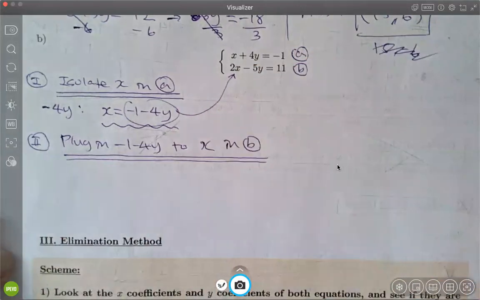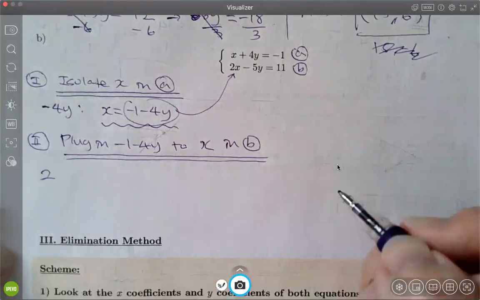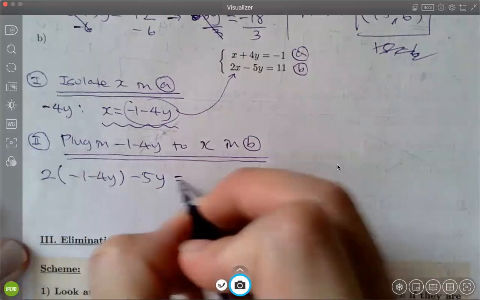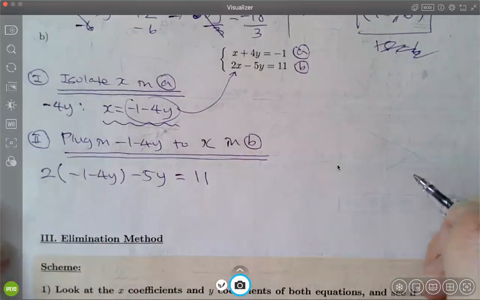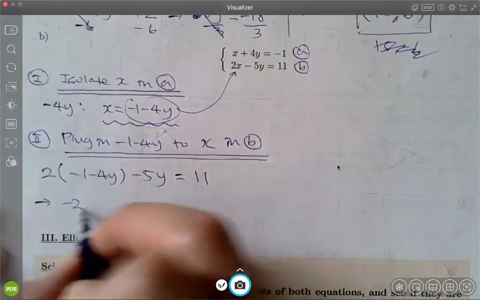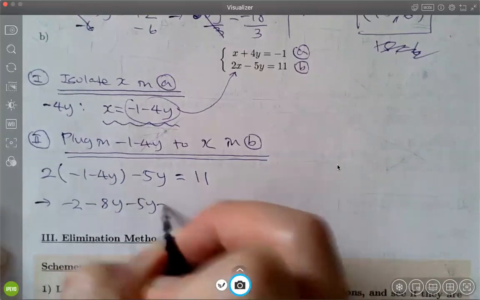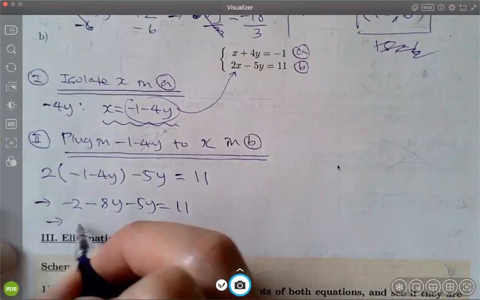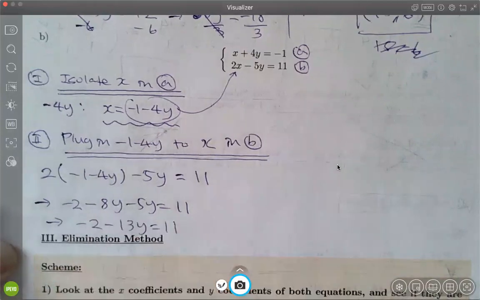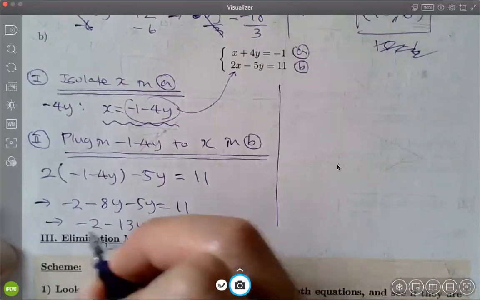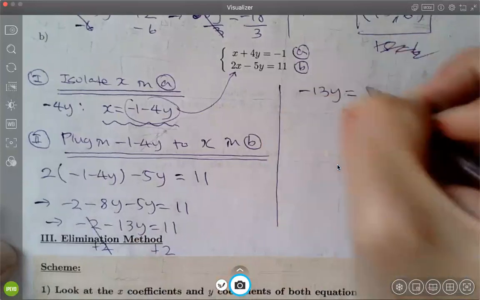So what do you get? 2 stays the same, and then times negative 1 minus 4y, and then minus 5y in the back equals 11, right? Okay, which is a kind of simple equation, and we can solve it. So what do you get? Negative 2 minus 8y minus 5y equals 11, right? Okay, and combine like terms. So negative 2 minus 13y equals 11. Okay, and then by adding 2 to each side, negative 13y is just 13, right?